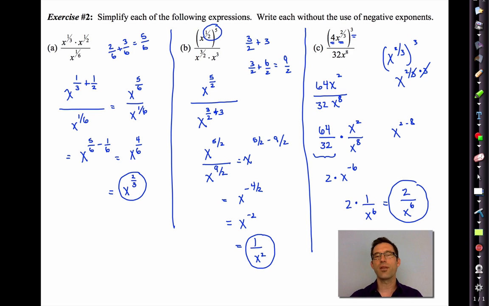Don't bring that 2 down in the denominator. It doesn't have a negative exponent attached to it. Got to leave it like that. All right. Pause the video, take a look, copy down anything you need to.